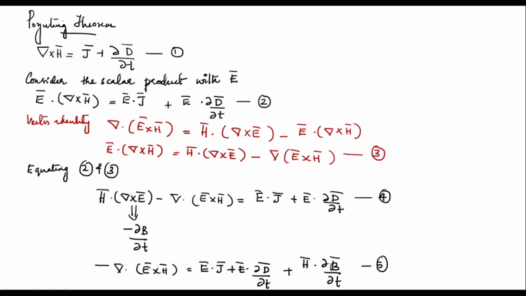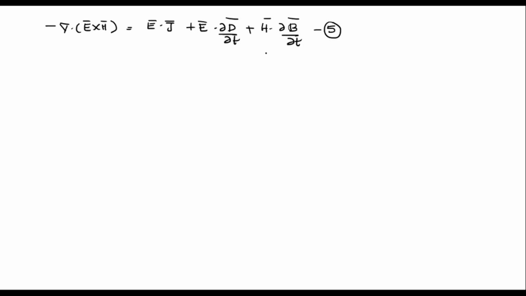So now we will expand this. Minus del dot E cross H is equal to E dot J plus E dot dou D divided by dou T plus H dot dou B divided by dou T. That was equation number 5. Now we will give certain specific forms for the terms E dot dou D divided by dou T and H dot dou B divided by dou T.